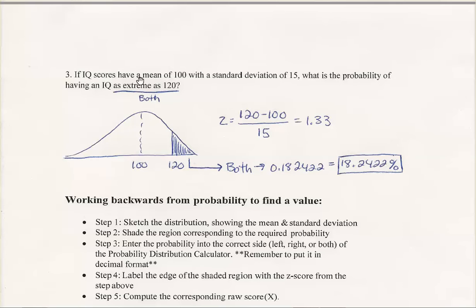All right, so if IQ scores have a mean of 100, standard deviation 15, what's the probability of having an IQ score as extreme as 120? Whenever they say as extreme as 120, know that you're going to use the both for the probability calculator. So for 120, we're going to put that in. We draw our picture, put 100 in, put 120, and we're going to find the both. But first we have to find our z-score. So 120 minus 100 over 15 is your 1.33.